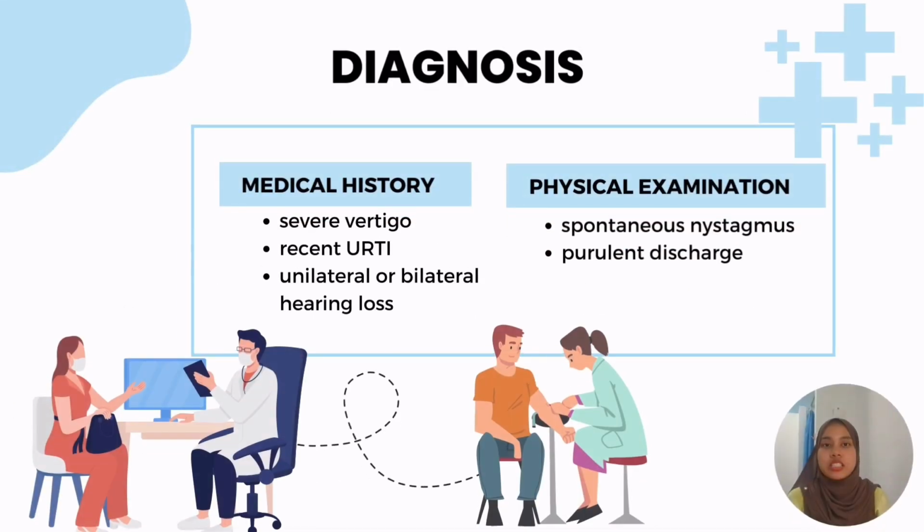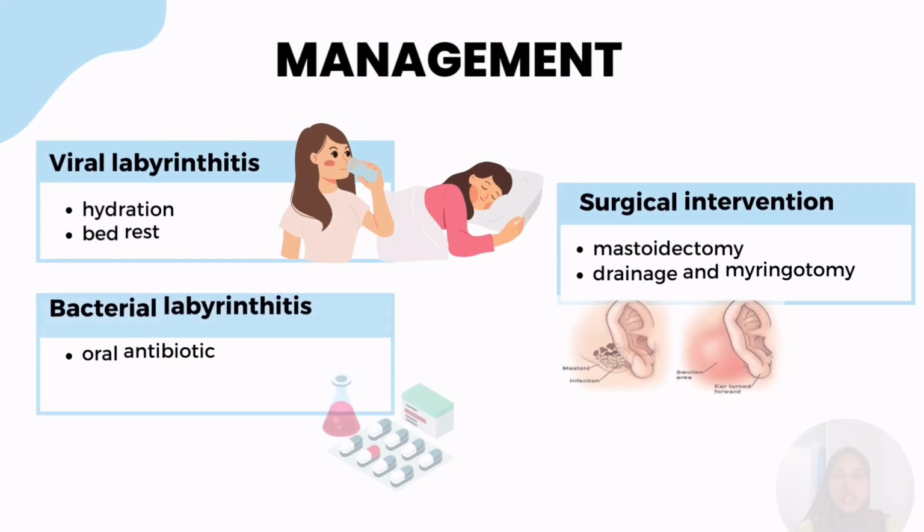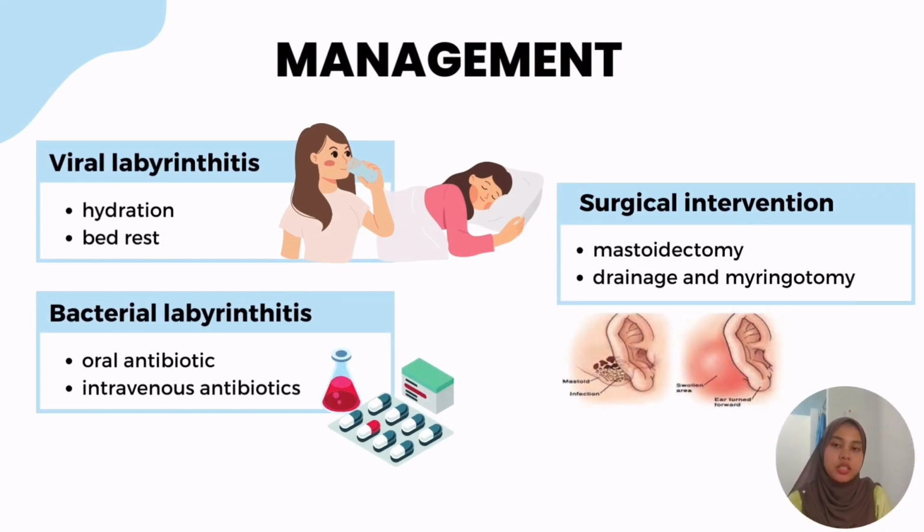Now, labyrinthitis is diagnosed based on the symptoms, medical history, and physical examination. From the medical history, the patient may have severe vertigo, recent upper respiratory tract infection, and unilateral or bilateral hearing loss, while from the physical examination, the physician may check for spontaneous nystagmus, which is involuntary repetitive eye movement, and purulent discharge.